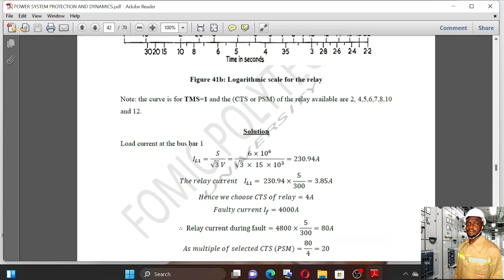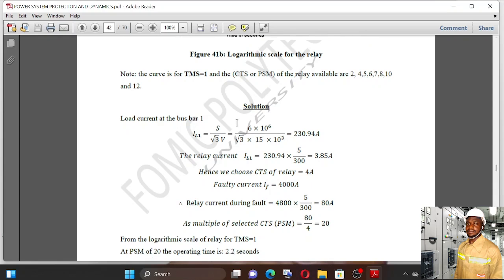Okay, so we utilize that to calculate the current. The current here gives us 230 ampere. So that is the normal current that is flowing in the line, right? Normal current, not a faulty current. That's the normal current that is flowing in the line.